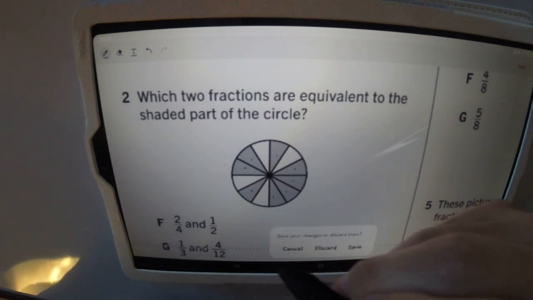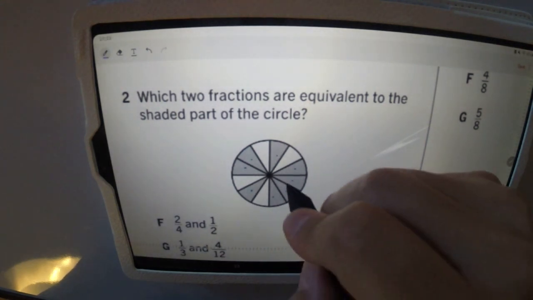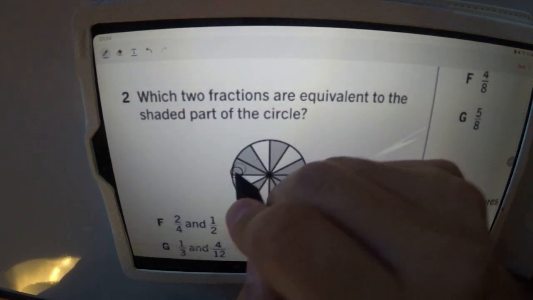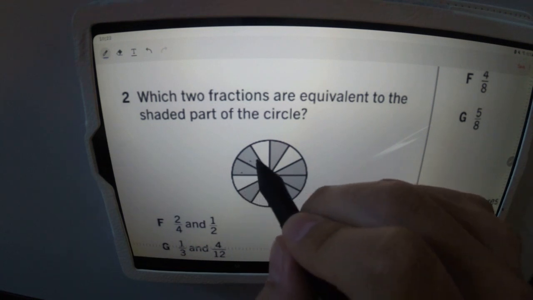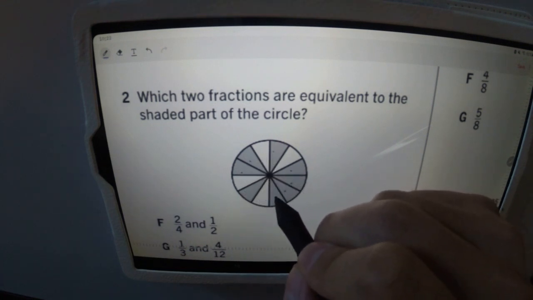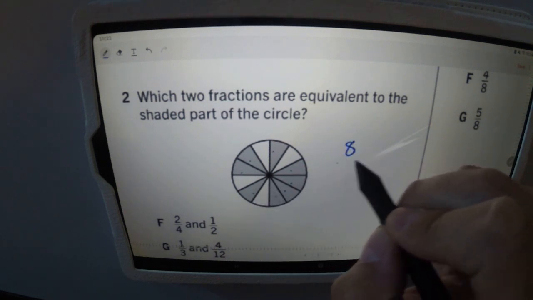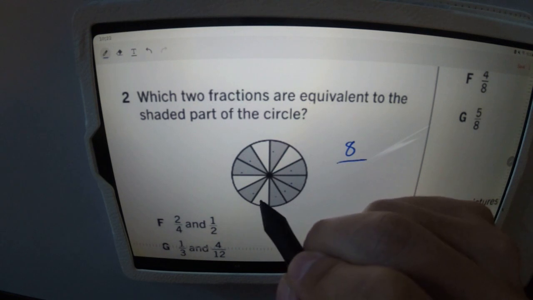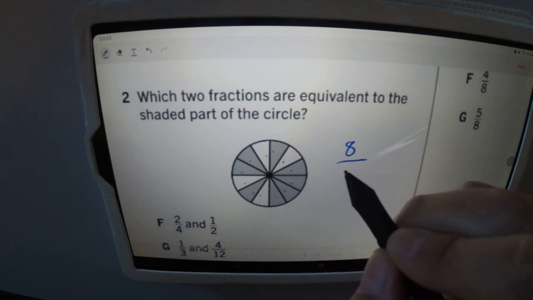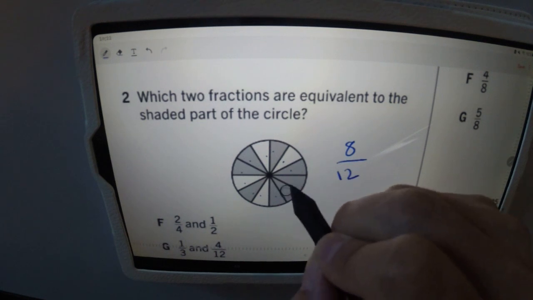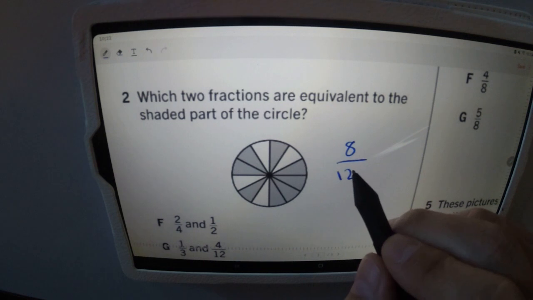Oops, I did this earlier. So we're gonna count the shaded parts of the circle, right? 1, 2, 3, 4, 5, 6, 7, 8. Right? So that's the top number, 8. And then the total number. So there's 8 shaded parts, 9, 10, 11, 12 total parts, right? That's what we're looking for. So which two fractions are the equivalent of that fraction?